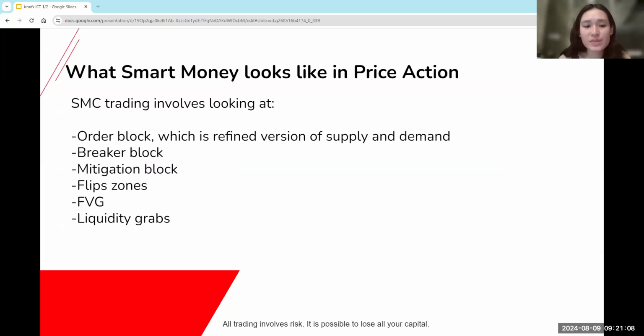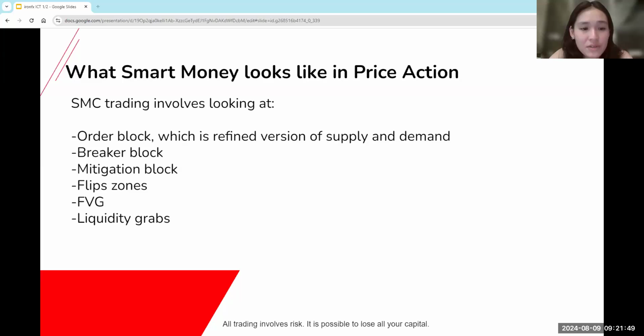So what does smart money look like in action, in price action? So smart money basically involves looking at support and resistance, reversals, and volume. And there are a couple of key components. So firstly, we have your order block. These are basically a replacement for the supply or demand that your asset experiences. Okay, and then breaker blocks or mitigation blocks, these are basically your support and resistance levels, just with a different name.